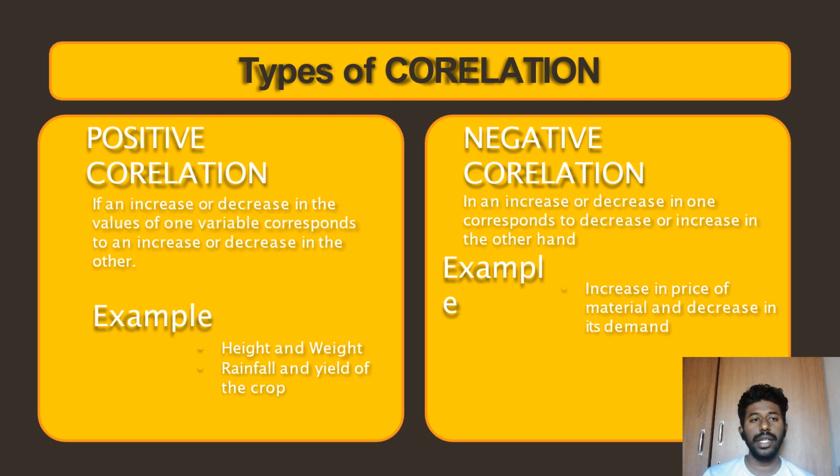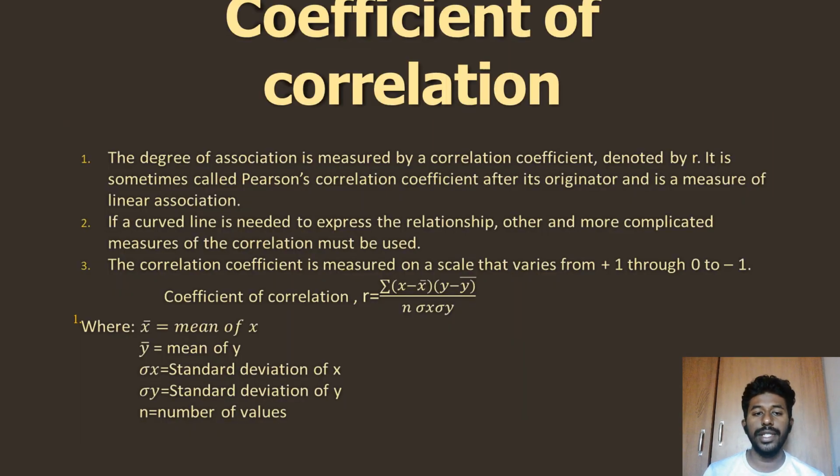So moving on to the next slide, coefficient of correlation. The degree of association is measured by a correlation coefficient denoted by r. It is sometimes called Pearson's correlation coefficient after its originator and is a measure of linear association. If a curved line is needed to express the relationship, other or more complicated measures of correlation must be used. The correlation coefficient is measured on a scale that varies from +1 through 0 to -1.